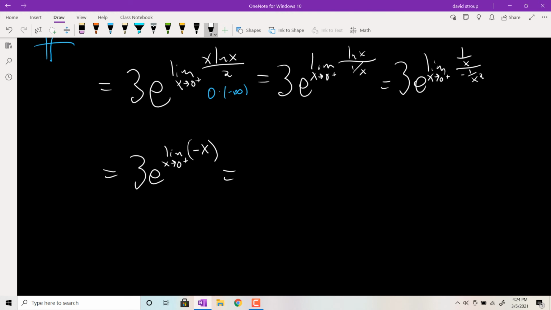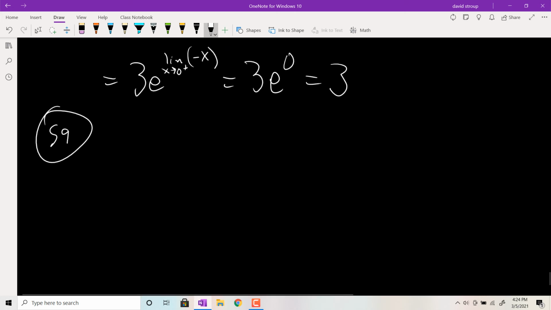And then you could do a substitution to evaluate that limit. It will just be 3e to the negative 0, which is 0. In other words, 3 times 1, which is 3. Okay, so there's that type. The only other type is this infinity minus infinity type. So let's look at that. I'll probably put one of each on the test.